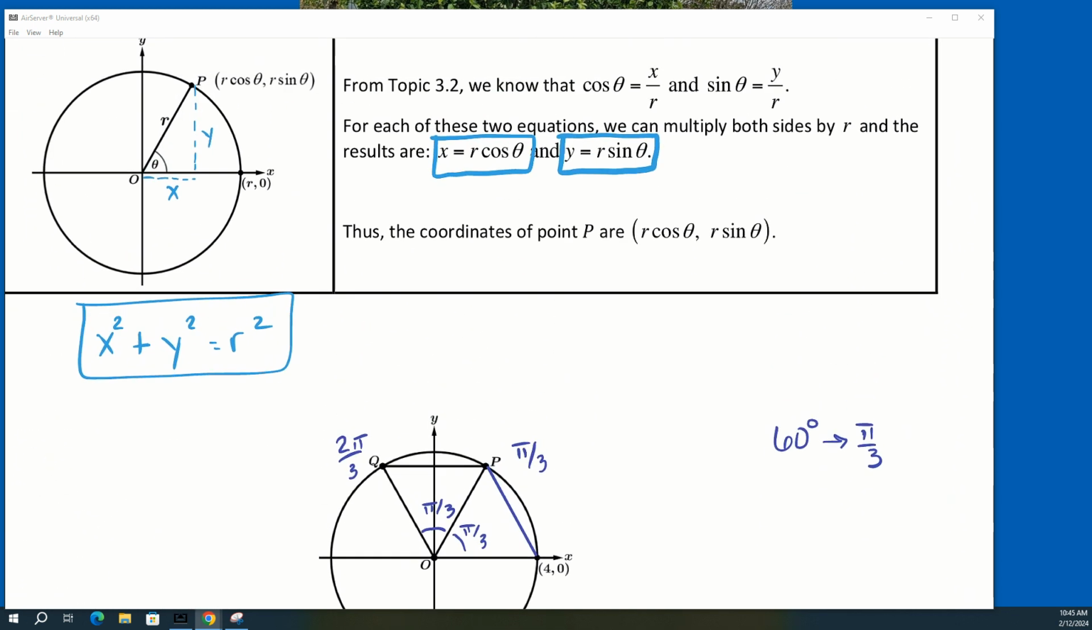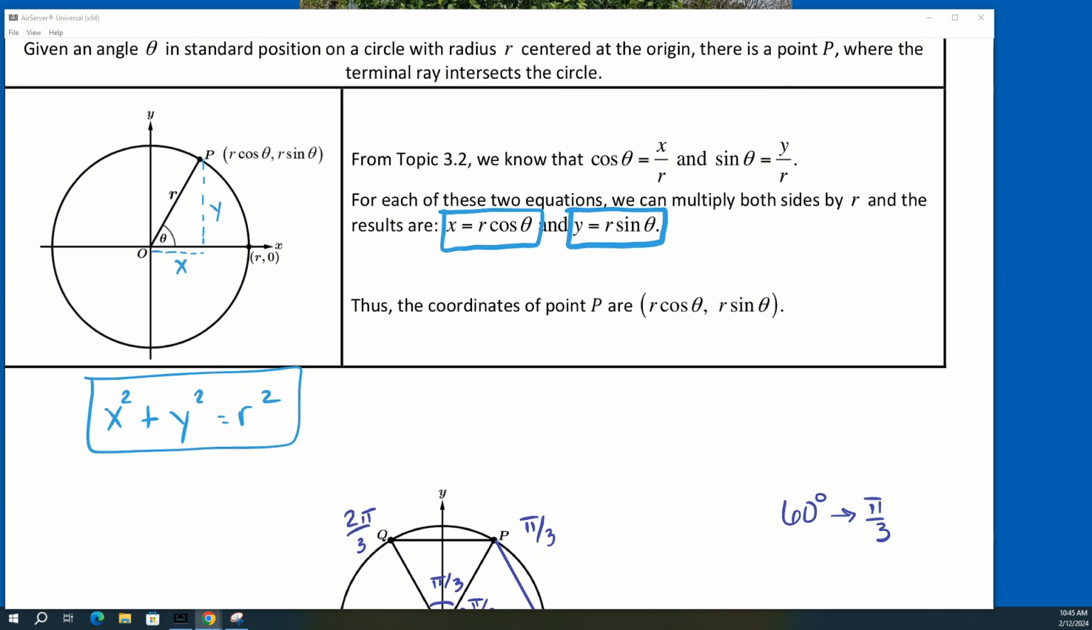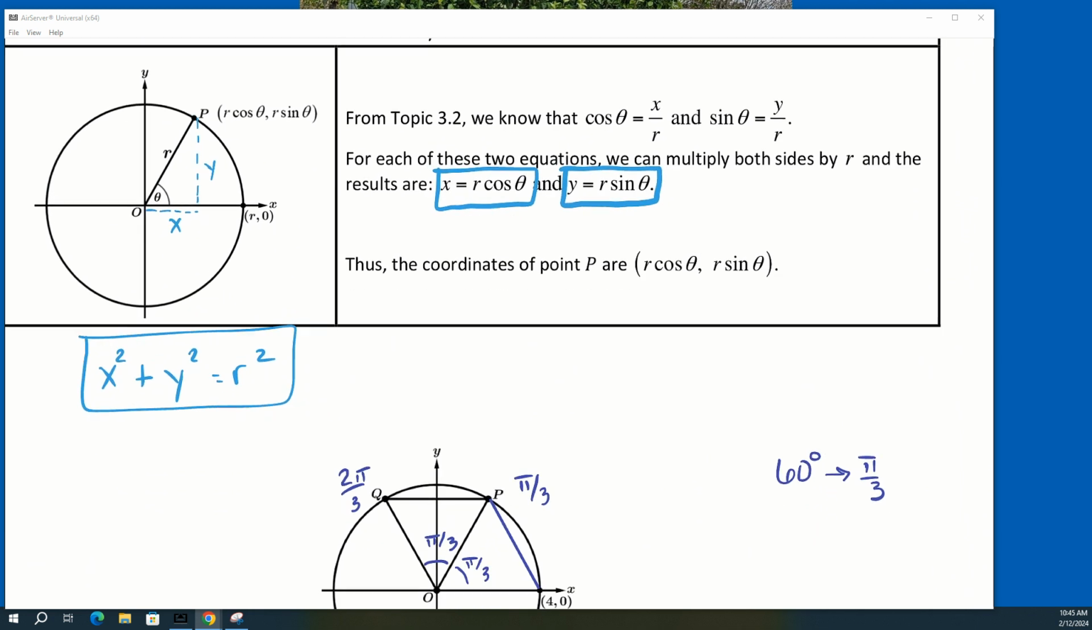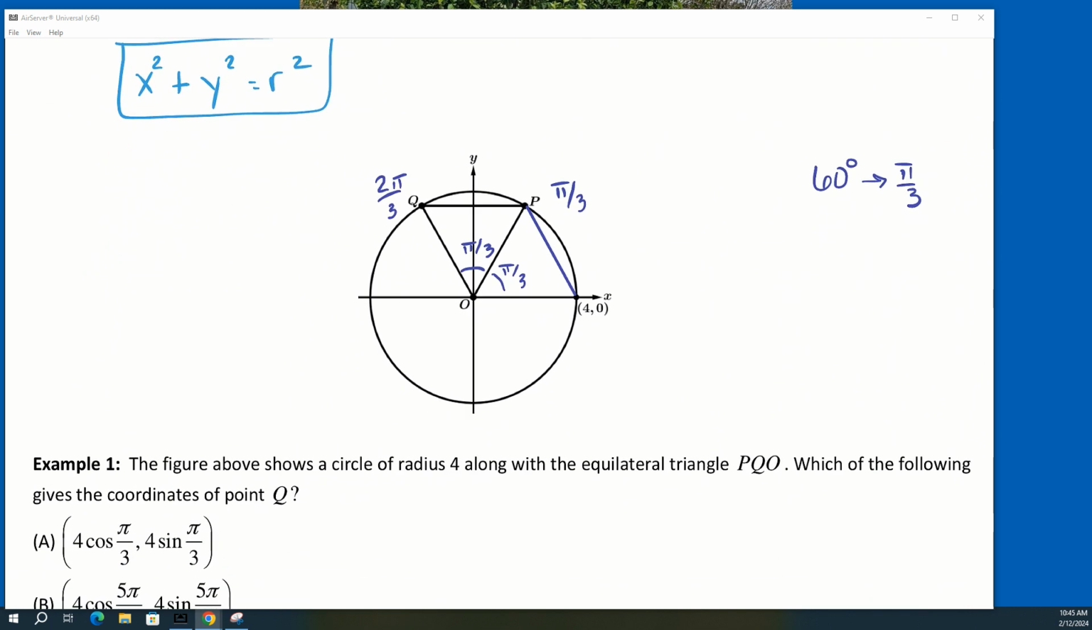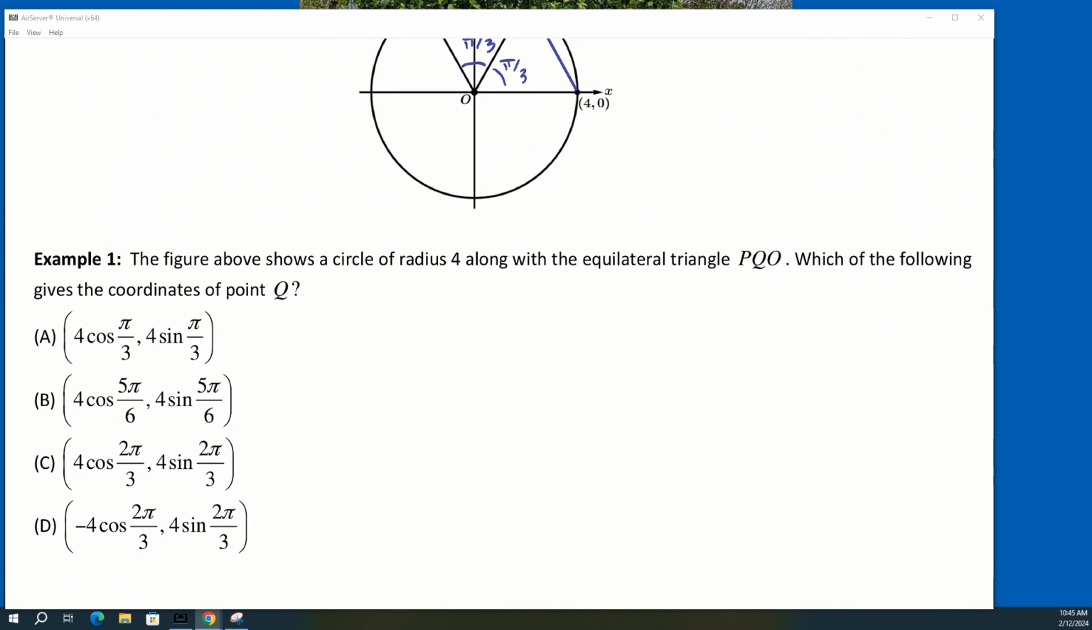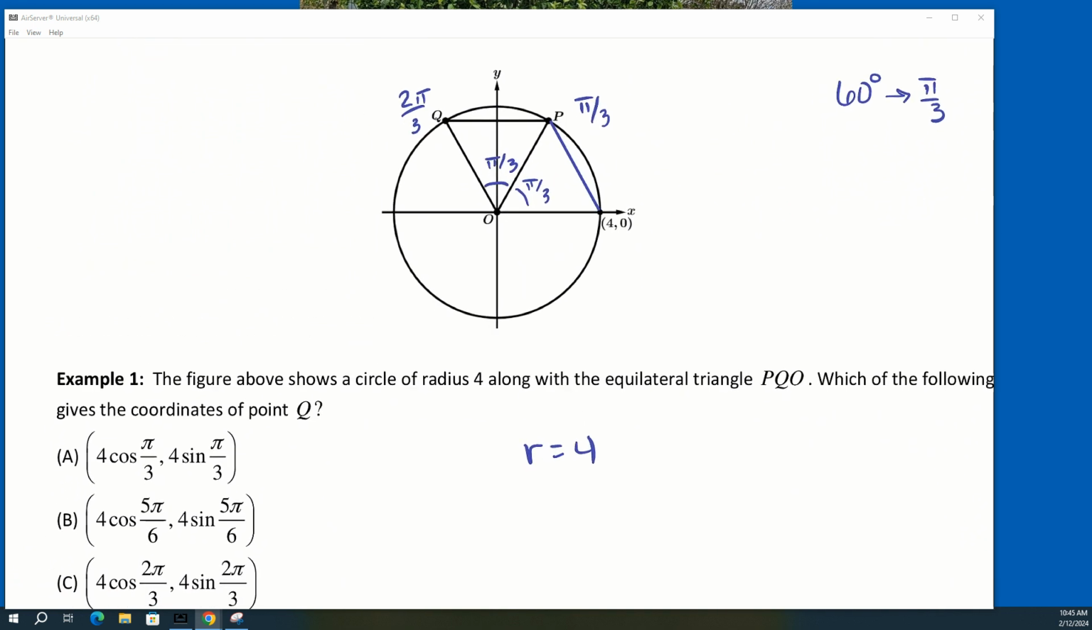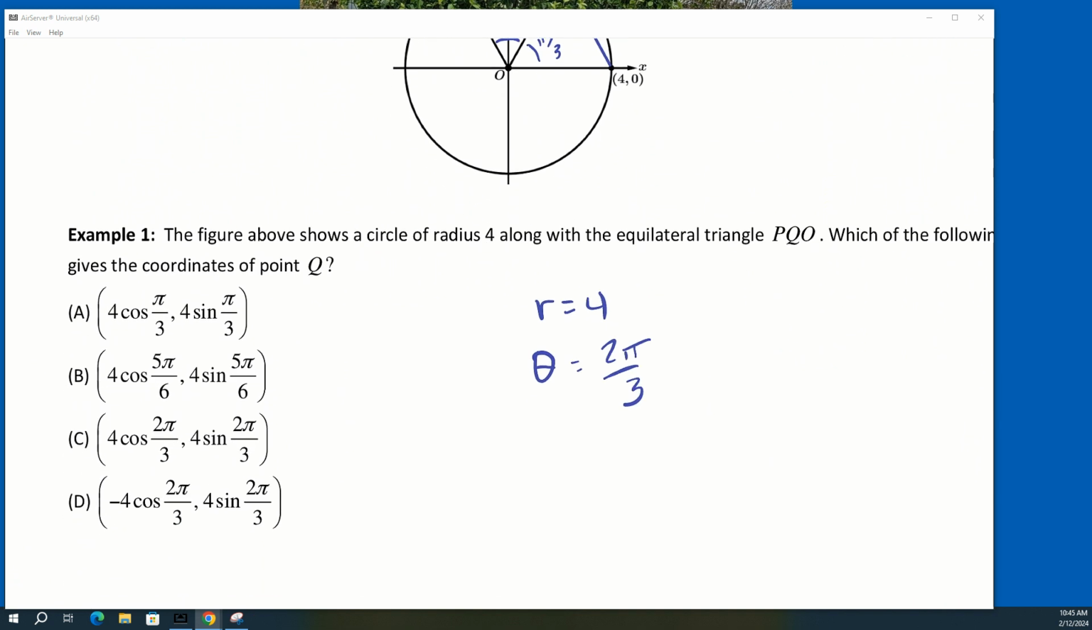Okay, and so we're going to use these 2 rules we found, where the x coordinate is r times the cosine of theta, and y is r times the sine of theta. We're looking at point Q. R is 4. Theta to get to point Q is 2 pi over 3. So what choice do you guys think it's going to be? Which one has those? A, B, C. Very good.